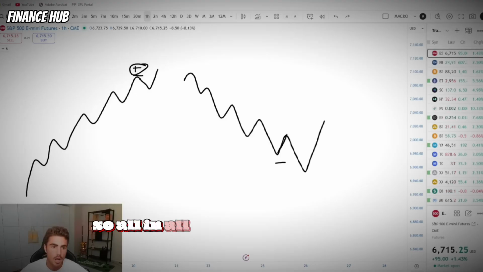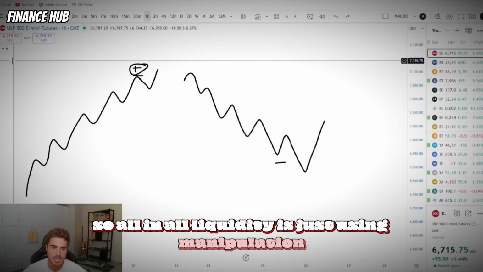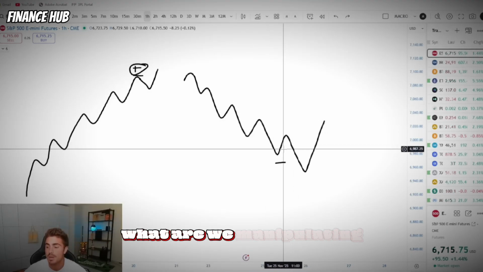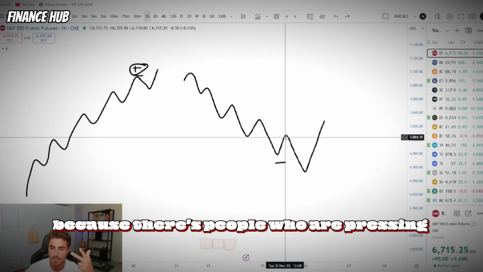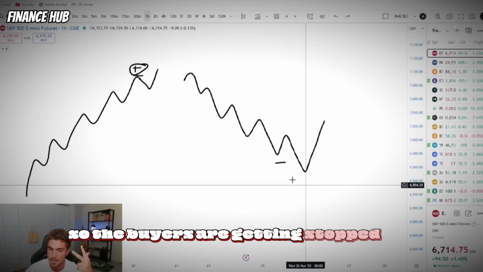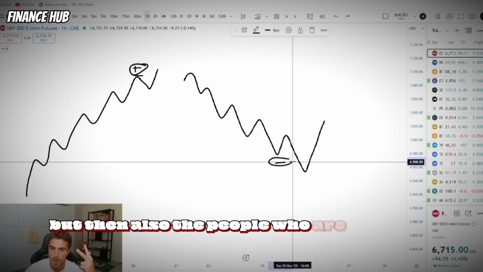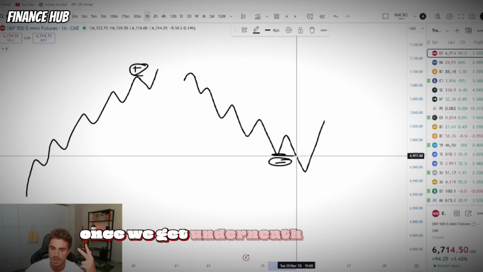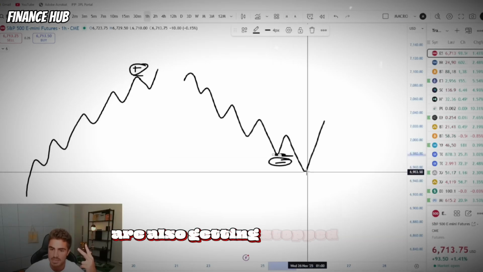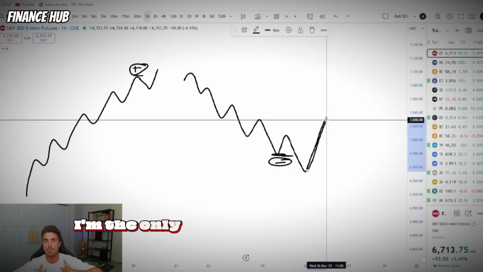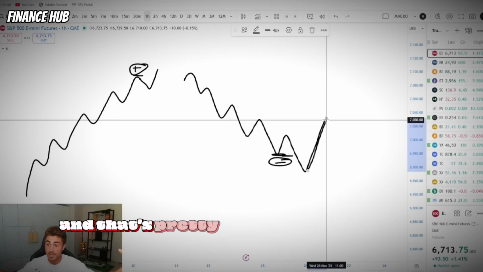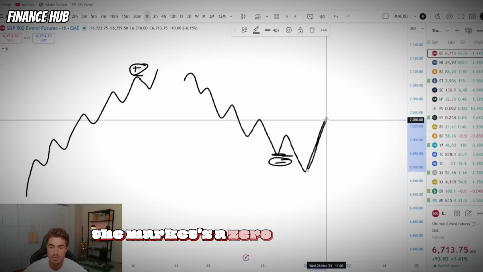So all in all, liquidity is just using manipulation if you think about it, because again, what are we manipulating? We're manipulating both sides of the market, okay? Because there's people who are pressing buy here, so the buyers are getting stopped out, but then also the people who are pressing short, once we get underneath these lows, are also getting stopped out because that's when we're reversing. It's kind of like a screw you to the buyers and a screw you to the short sellers. I'm the only one that's going to make money today. And that's pretty much how the market works. The market's a zero-sum game, okay?